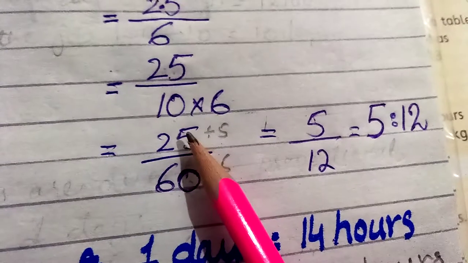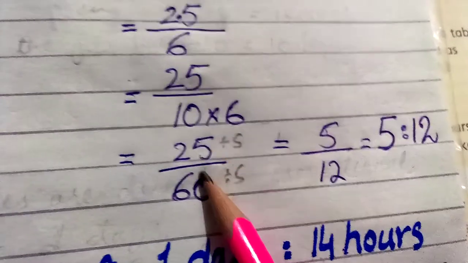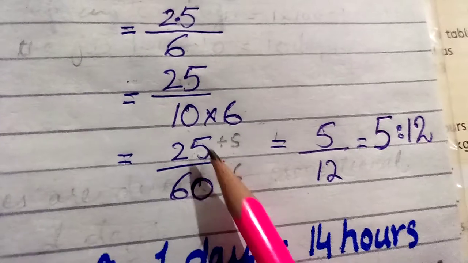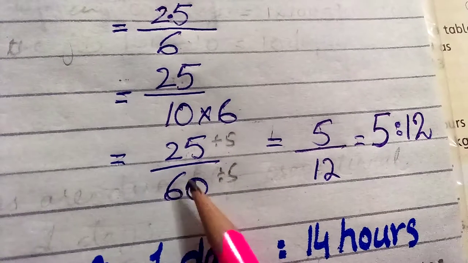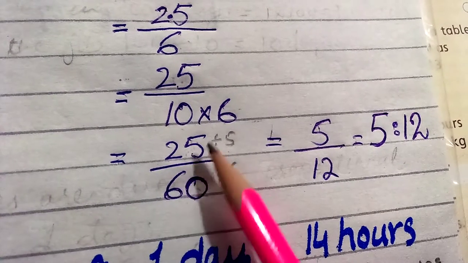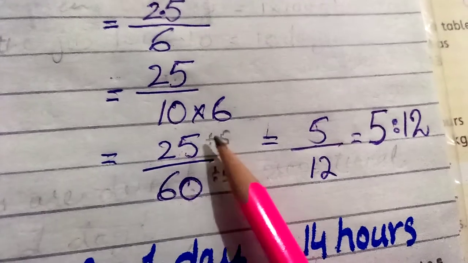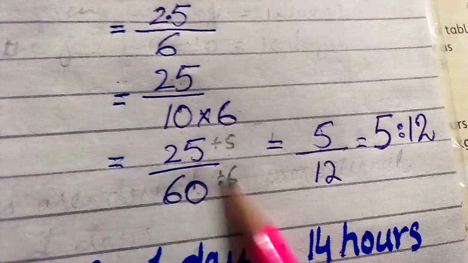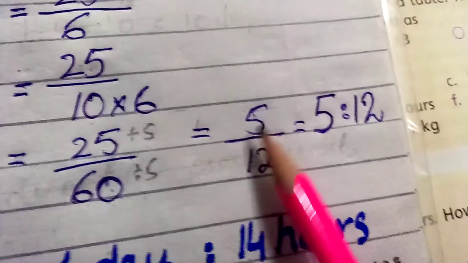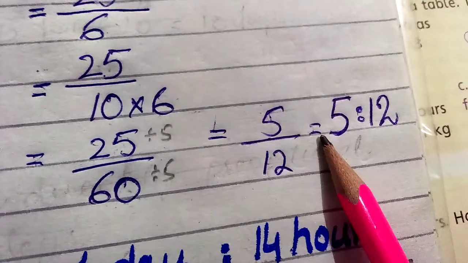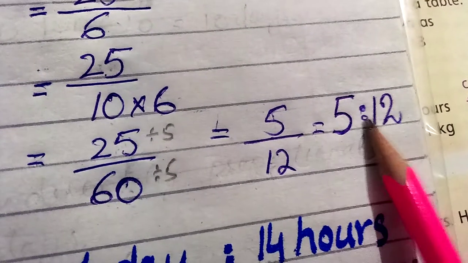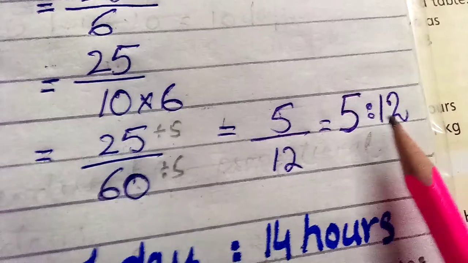Now we will change it into its simplified form, or the lowest term. 25 and 60 both have a common factor, which is 5. So we will divide. 25 divided by 5 gives us 5 and 60 divided by 5 gives us 12. 5 upon 12, or in ratio form we can write 5 is to 12. 5 ratio 12.